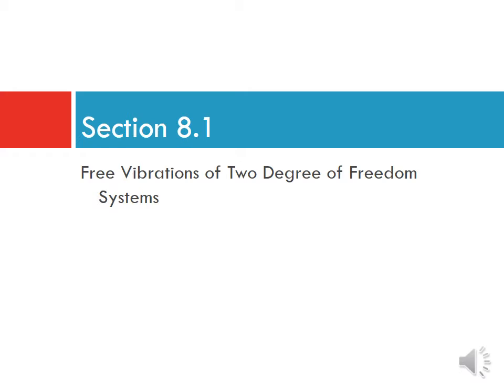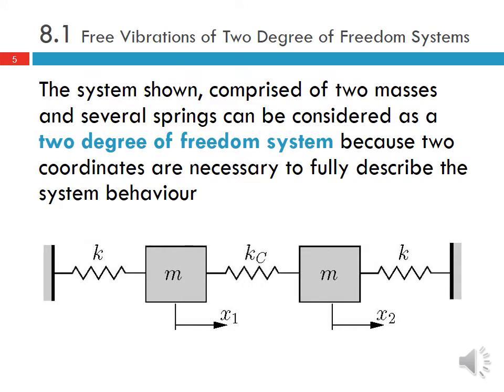So first we're going to talk about free vibrations of 2 degree of freedom systems. The system shown here is comprised of 2 masses and several springs. It can be considered as a 2 degree of freedom system because 2 coordinates are necessary to fully describe the system behavior. For example, we can use x1 and x2 to describe the position of the 2 different masses in the system. Using only 1 coordinate would not be enough to fully describe the system. So 2 coordinates are necessary.